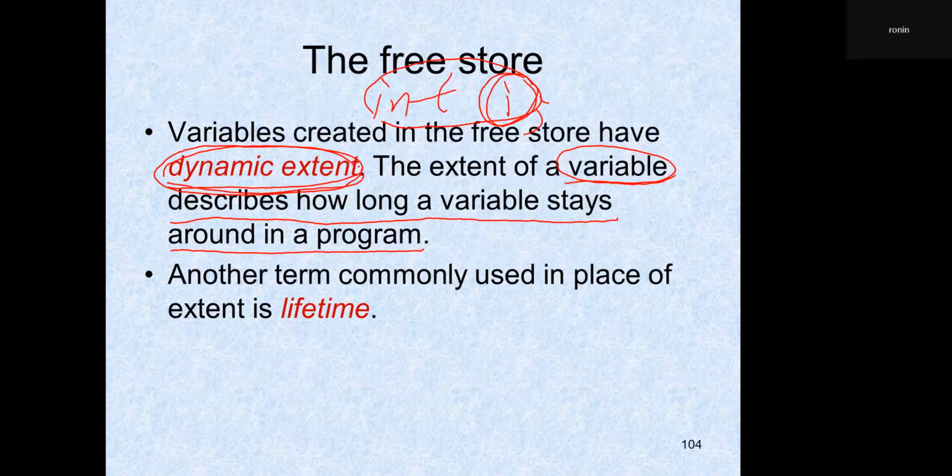But sometimes we can use variables from the free store. We can define their dynamic extent. That means before your program finishes, you can release these variables. Not like this way, int I in the main function, where only when the main function finishes, this memory space is released. If we get the variables from the free store, we can finish them before the main function ends.